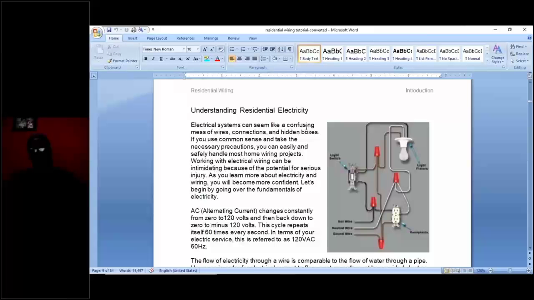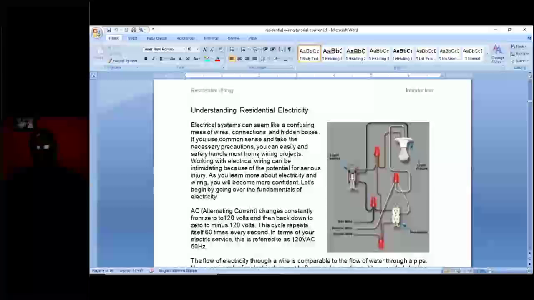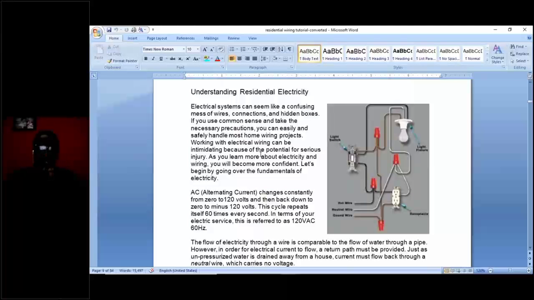So, understanding residential electricity. Let's look at residential electricity. I'm sure you know there is residential electricity, and there is commercial, even industrial, and their modes of wiring are practically different from each other. So we are looking now at residential electricity.